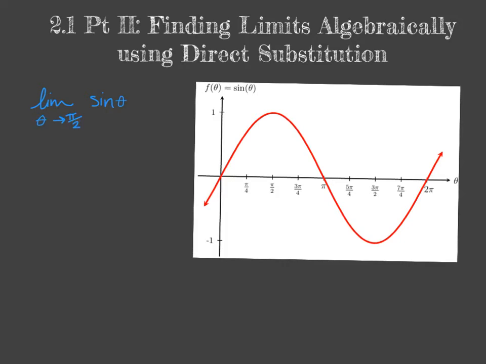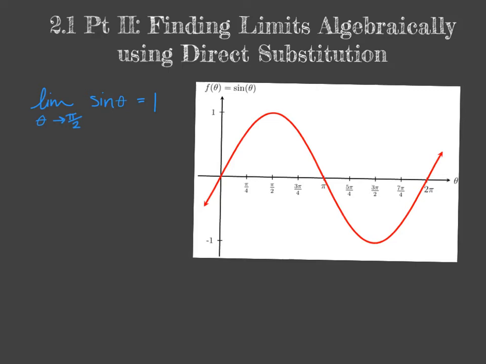Well, let's look at it graphically first, then we'll talk about algebraically. If we look at pi over 2, in order for this overall limit to exist, we have to look both from the left and from the right. And it looks like from the left and the right, our y values are approaching the same point, which is 1. So we could say that it looks like the limit is 1. In order to prove it, we need to use algebra. And so when we use algebra, the first thing we want to do is direct substitution. That means literally plug in the value into our function.